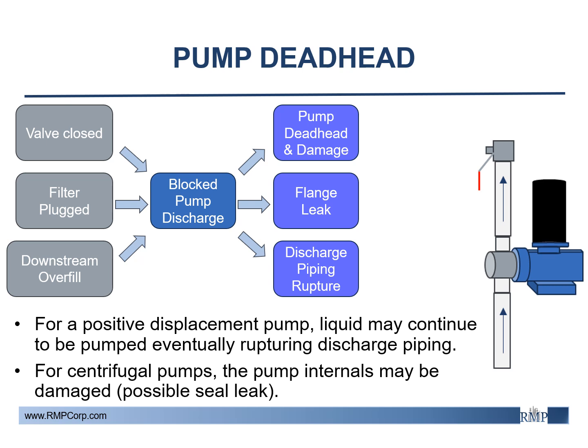The second failure to cover for PHA is pump deadhead. Upon blocked discharge, certain pumps may release material depending on the pump type, pump curve, and piping specifications. Blocked discharge can occur due to valve closures, downstream pluggage, or inability to move liquid due to another competing source of pressure. For a positive displacement pump, liquid may continue to be pumped, eventually rupturing discharge piping, and for centrifugal pumps, the pump internals may become damaged, leading to a possible seal leak.